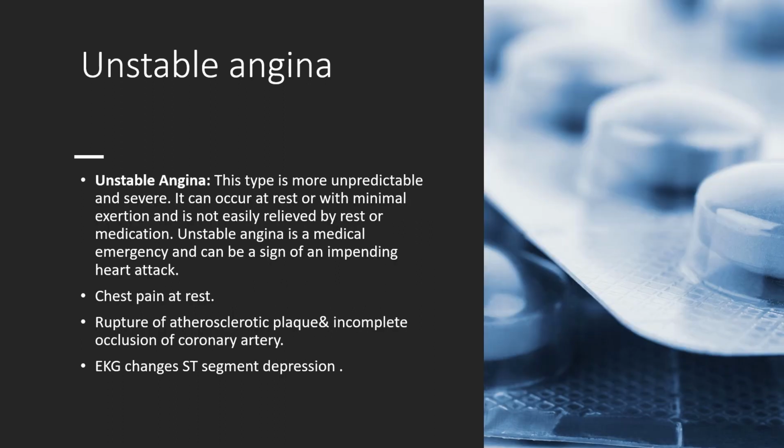Now coming to the unstable angina. This type is more unpredictable because it can occur anytime, even when the person is at rest, with chest pain at rest. It is caused by rupture of an atherosclerotic plaque and incomplete occlusion of the coronary artery. This is very important. The EKG changes show ST segment depression because of the subendocardial ischemia.